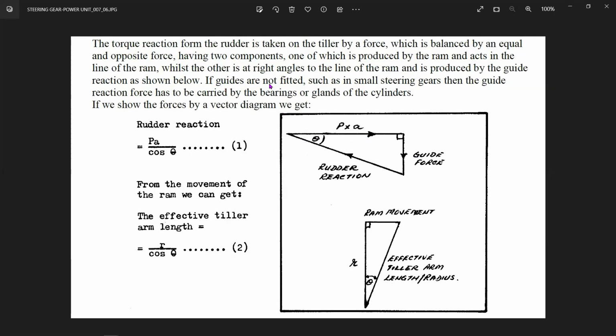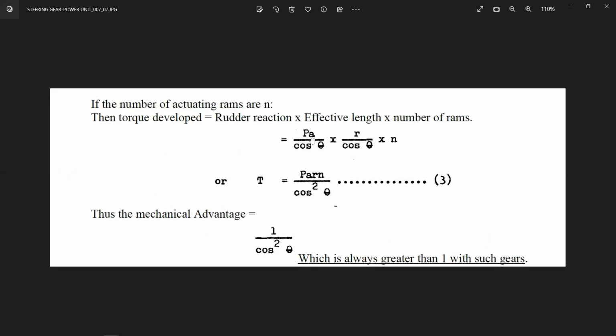If the guides are not fitted, as in such a small steering gear, then the guide reaction force has to be carried by the bearing, so it is not negligible. If we show the reaction by a vector diagram, you see here the rudder reaction is PA cos theta, that is PA into the cos of this angle. From the moment we can get the effective tiller length as R cos theta. So effectively you have P A R into N, basically the rudder reaction into the effective length with the number of rams.